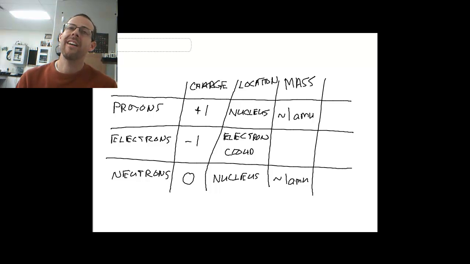So an AMU is very, very little mass itself. So electrons, we say, basically weigh nothing. They do have a little bit of mass, but it's extremely small. So again, protons and neutrons both weigh about 1 AMU. Neutrons are a little bit heavier than protons, and electrons basically weigh nothing compared to protons and neutrons. So charge, location, mass, and then the last thing is going to be their purpose.